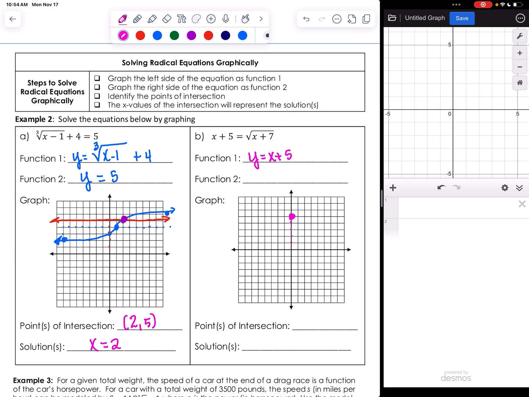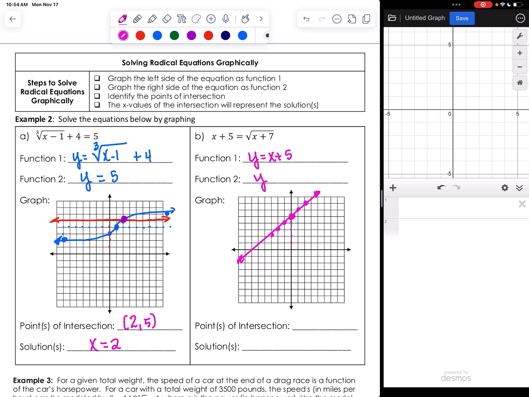And I have a slope of 1. So up 1 over 1, up 1 over 1. I can go the opposite way, down 1, left 1, down 1, left 1. I can keep that going. So it should look something like that. Y equals x plus 5.